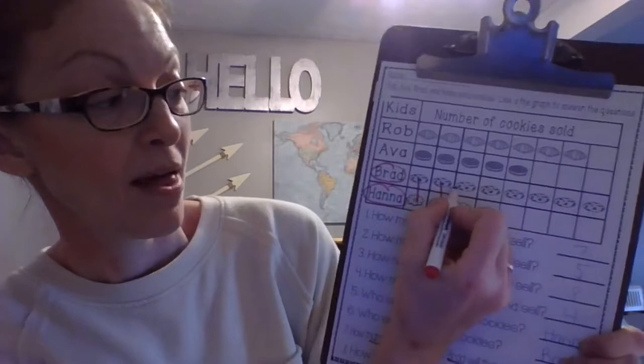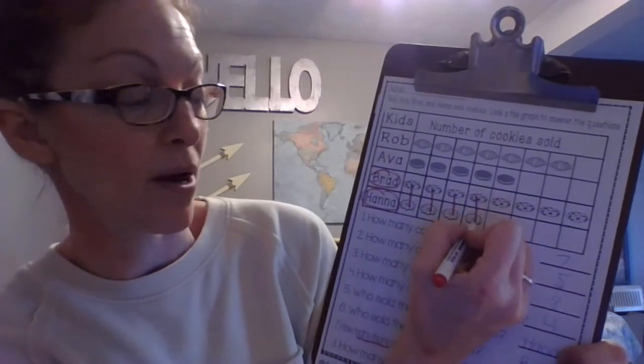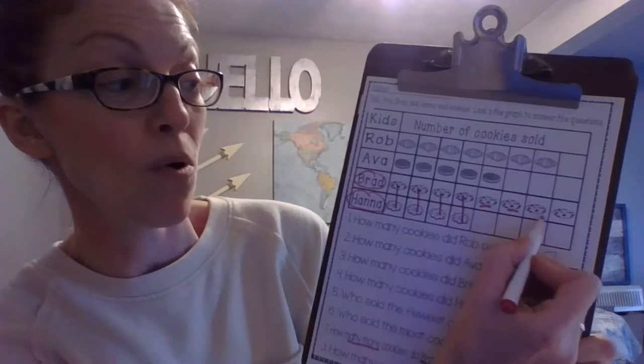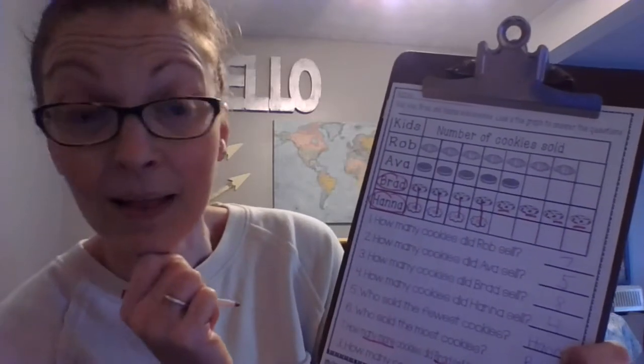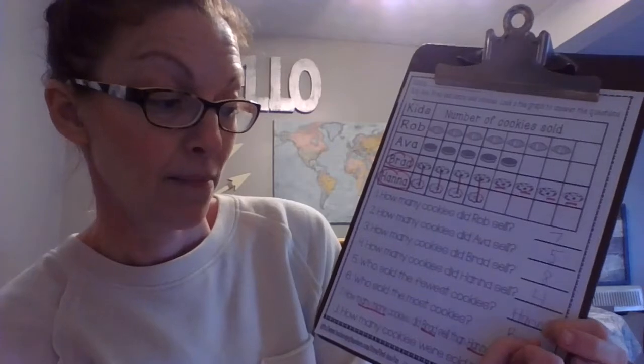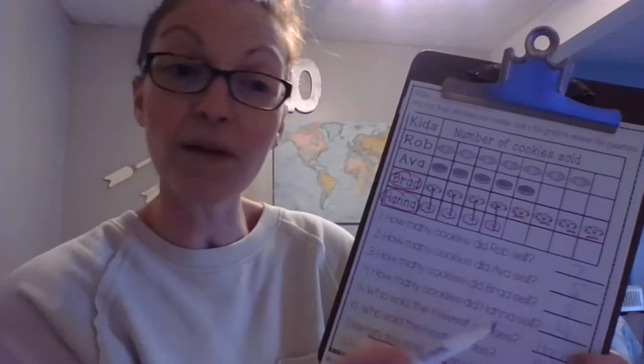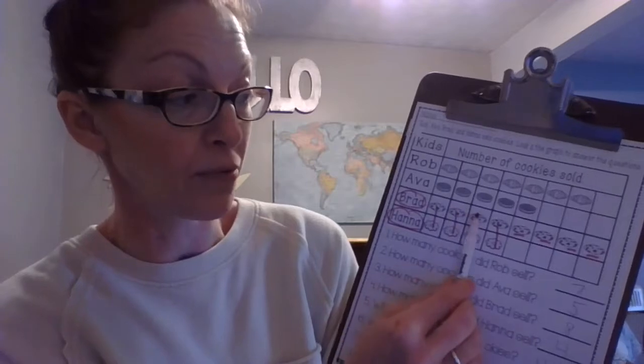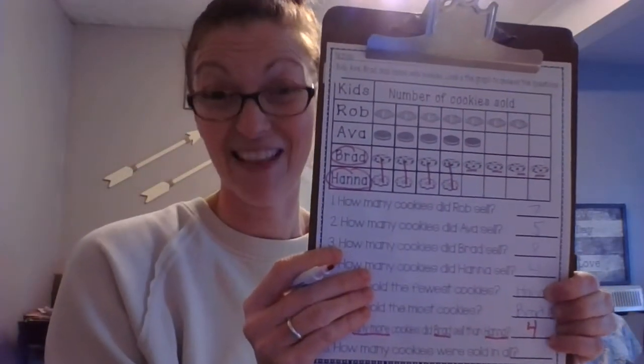Well, these two are the same. These two are the same. These two are the same. And these two are the same. So how many more did Brad sell? How did you know that? See, I told you it's tricky, but this little trick makes it so much easier. You are right. 4. Brad sold 4 more than Hannah because they both sold 1, 2, 3, 4. But Brad sold 1, 2, 3, 4 more. Nice job.